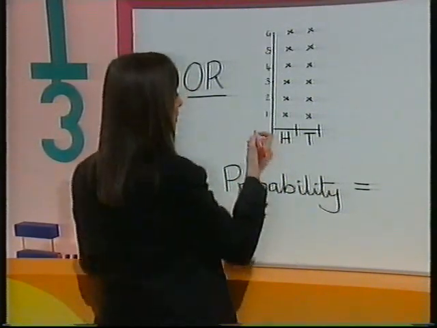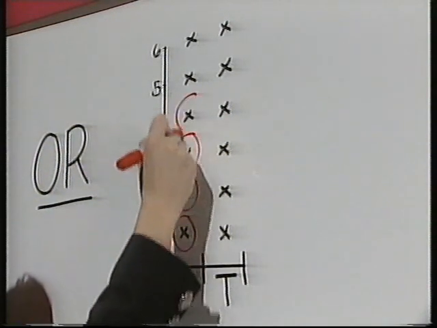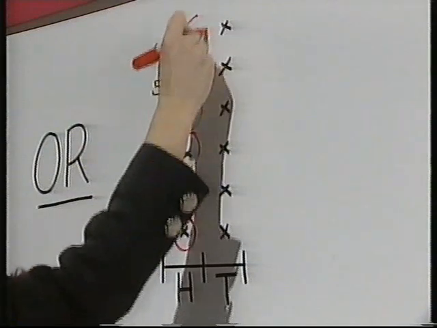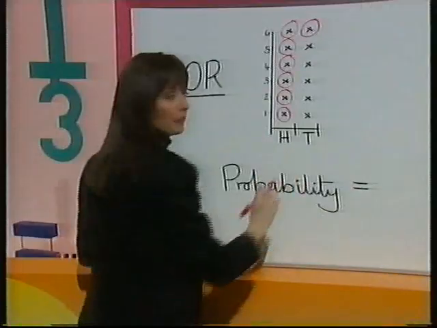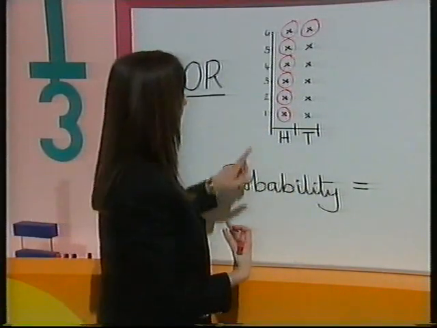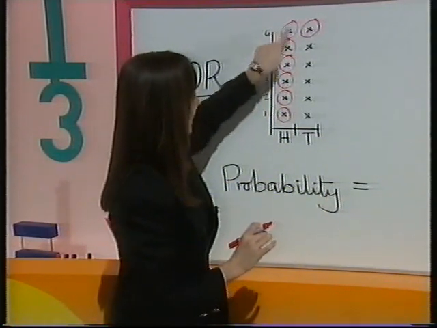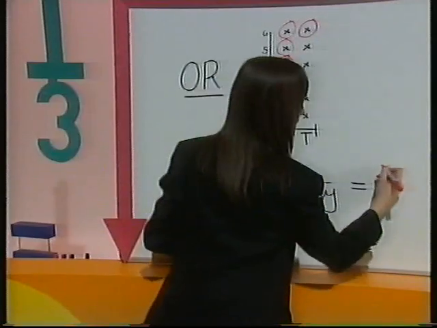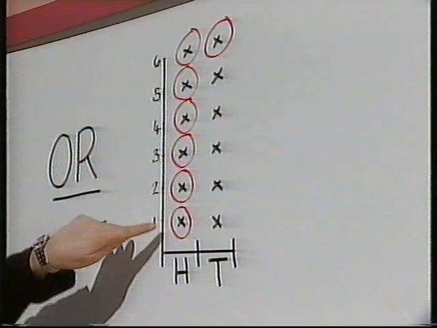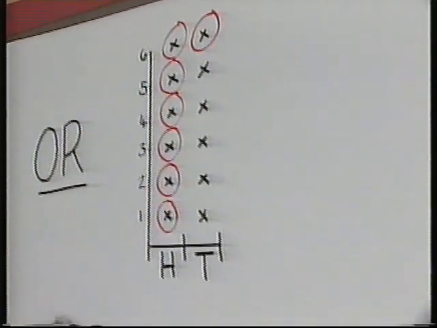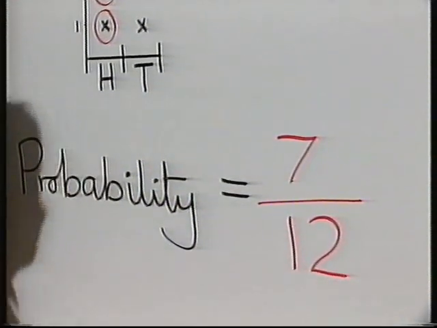Then highlight those which are specific to our event happening. So you either get a head, that's 6 possible outcomes, or a 6 and a tail. The probability, then, is the number of ways this event can happen, which is 1, 2, 3, 4, 5, 6, 7. We write that in here, over the total number of possible outcomes, which is 6 and 6, which is 12. So the probability equals 7 over 12.